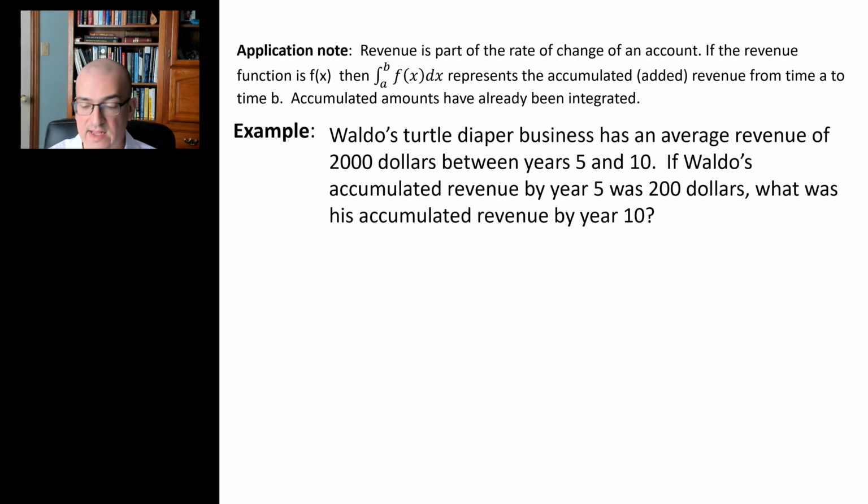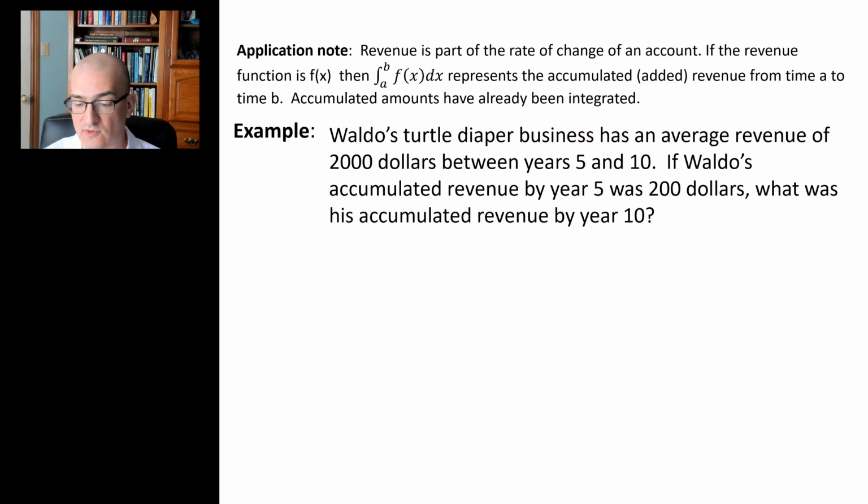So I'll show you exactly what I mean with an example. Waldo's turtle diaper business has an average revenue of $2,000 between year 5 and year 10. If Waldo's accumulated revenue by year 5 was $200, what was his accumulated revenue by year 10?